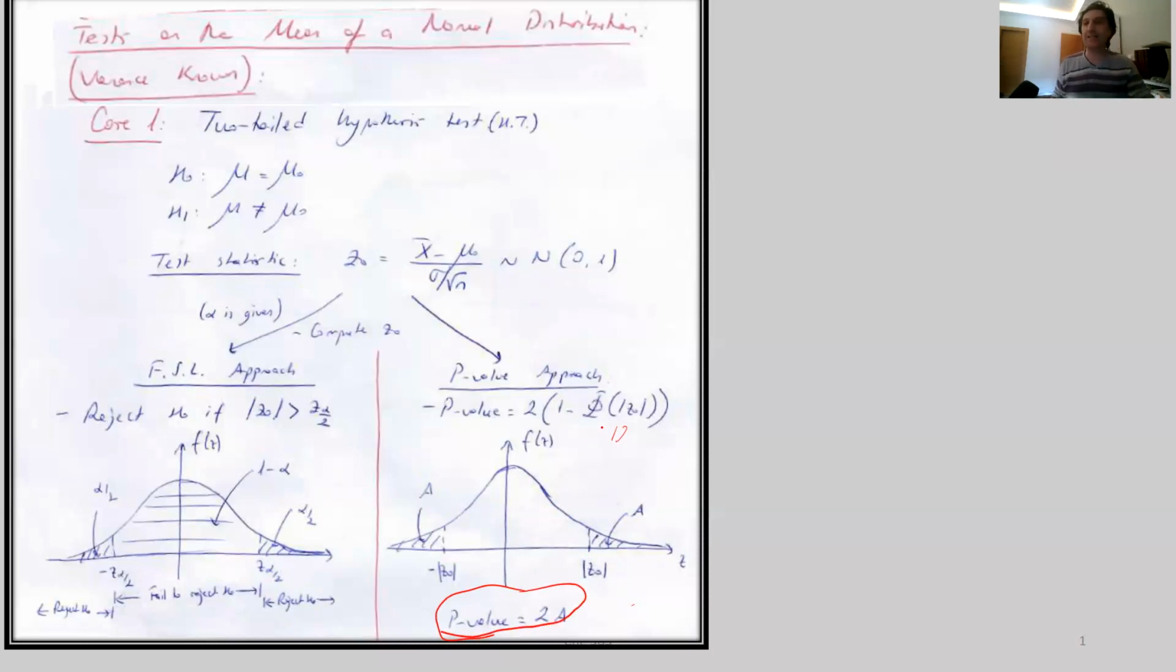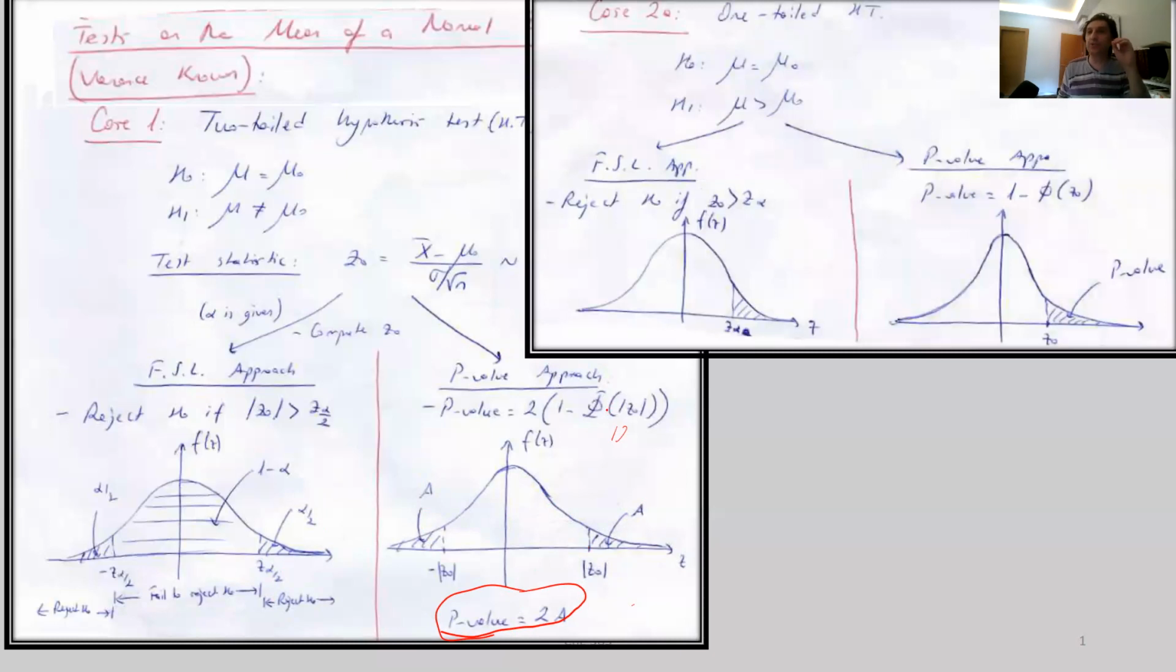Now that was case 1. Case 2 is going to be the one-tailed version of this hypothesis test. Now the alternative hypothesis changes into mu is greater than mu 0. Well, there's also another case, which is mu smaller than mu 0. These are the one-tailed hypotheses.